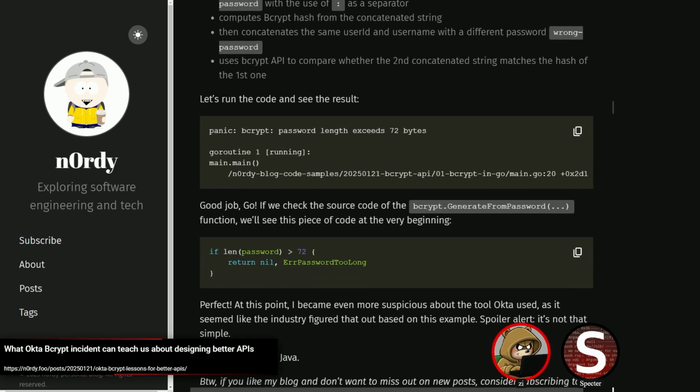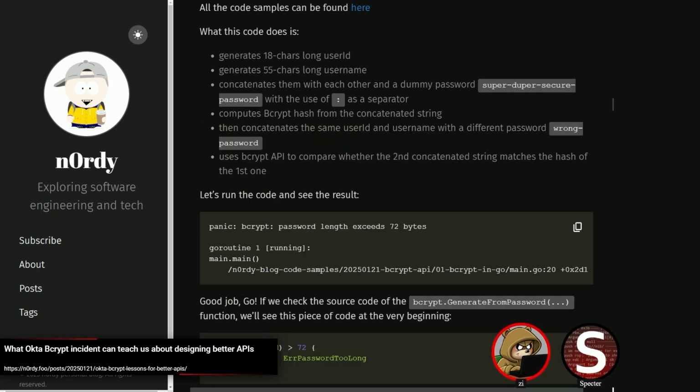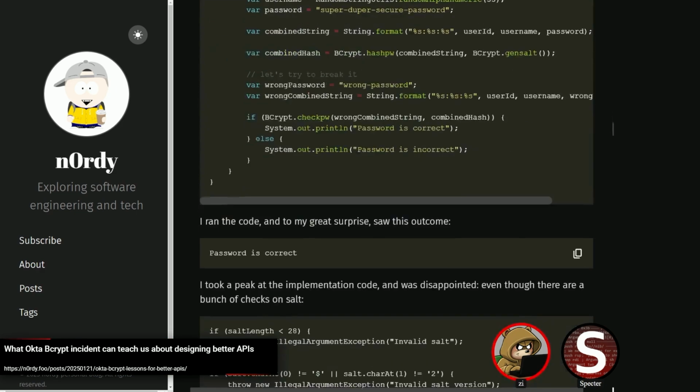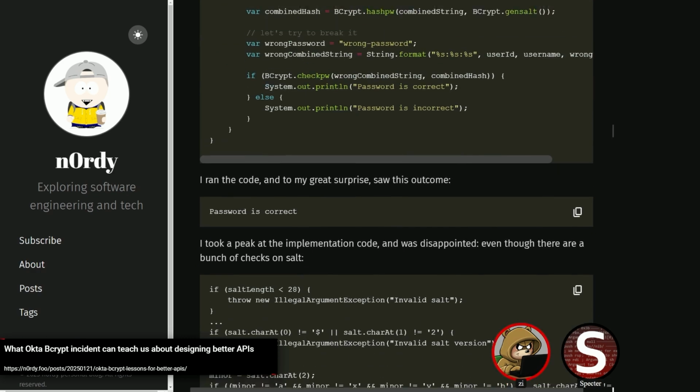I was actually surprised. I didn't realize that the author here decided to take a look at what modern implementations are doing.